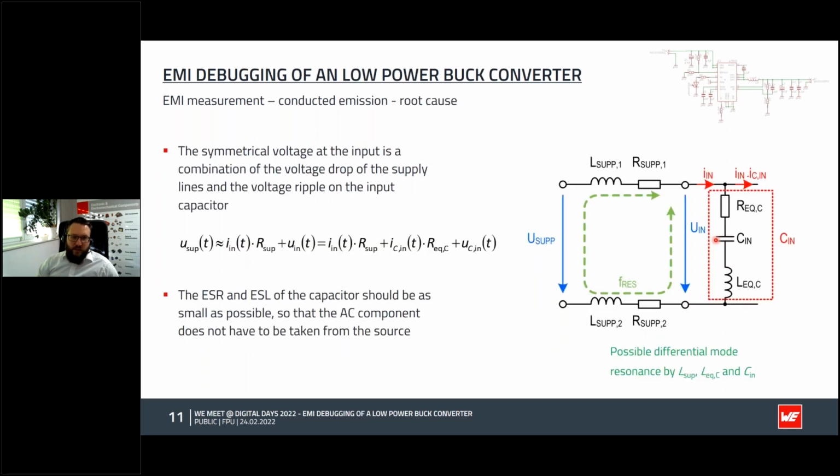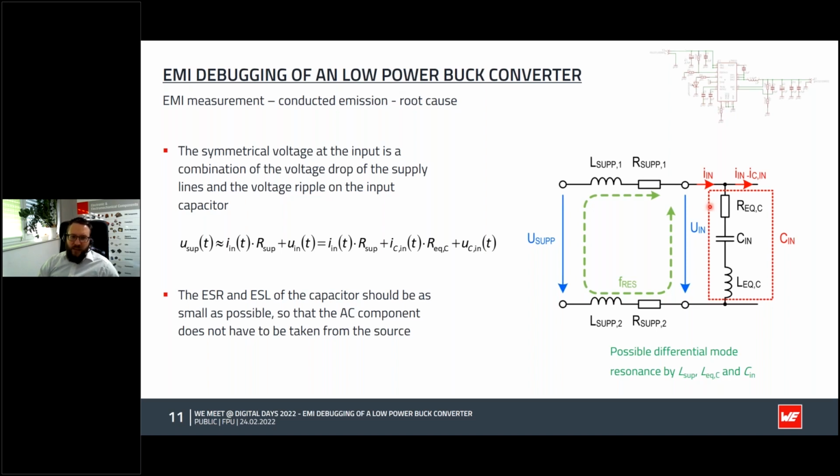Basically speaking, for the root cause, the picture on the right side here is a schematic of the input circuit. So we have some leads, some input cable, and then we have the input capacitor of the design. Depending on the voltage drop we have on the lines and also on the input capacitor, there is some voltage ripple and voltage drop, and this is what we then measure with our measurement equipment.